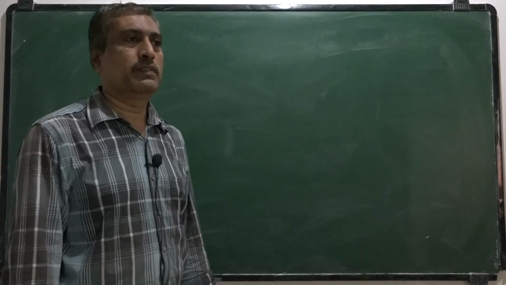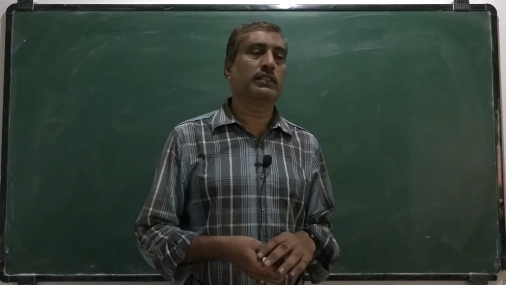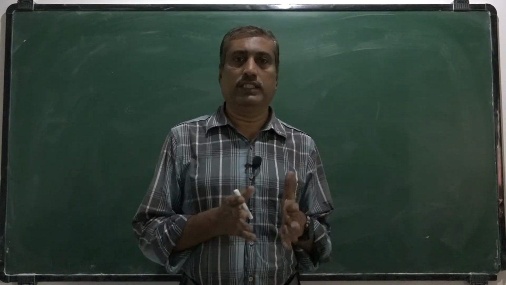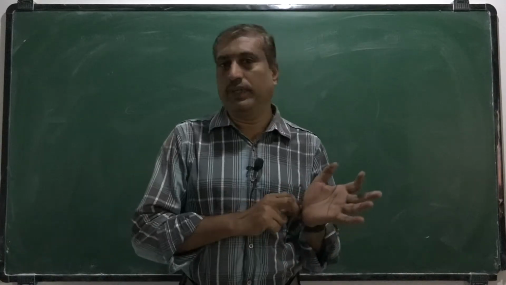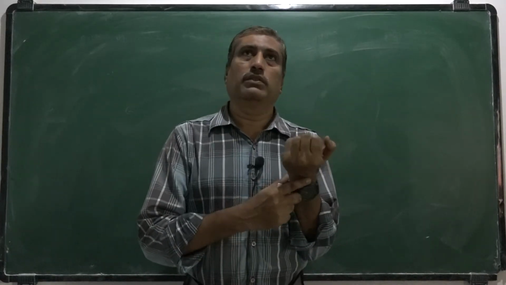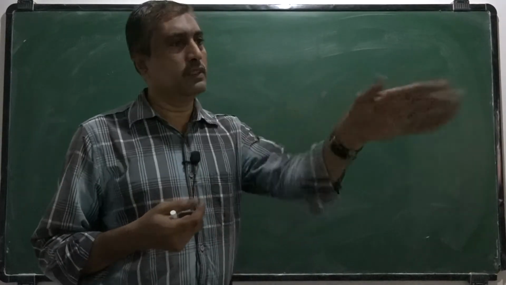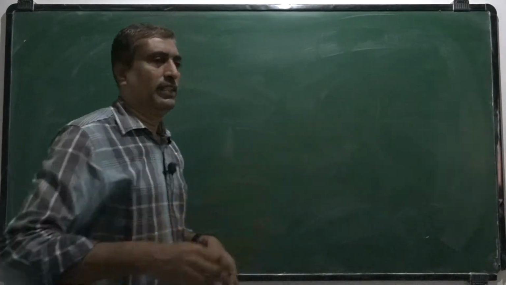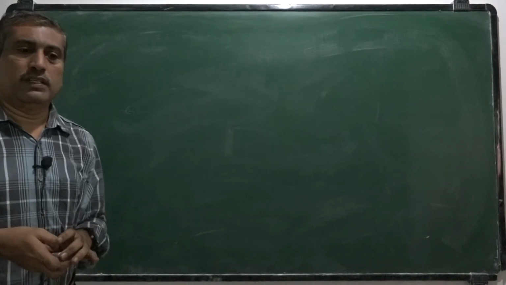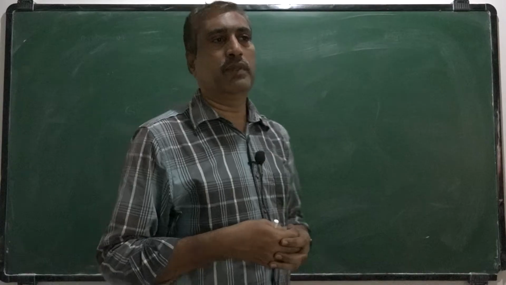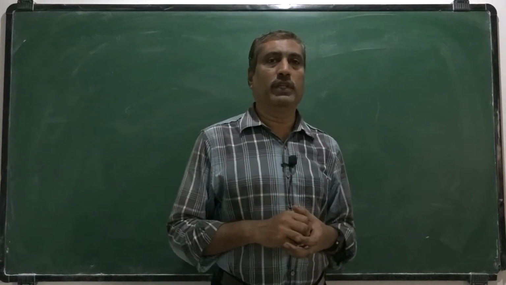Good morning, students. In the last class we discussed the PN junction and the working of the PN junction diode. A PN junction is formed by doping an intrinsic semiconductor, one half with N type material and the other half with P type material.